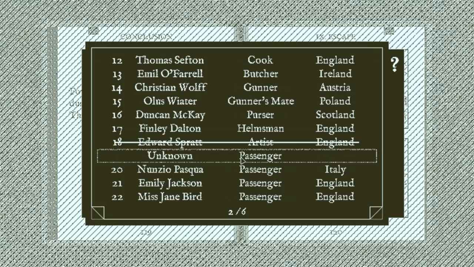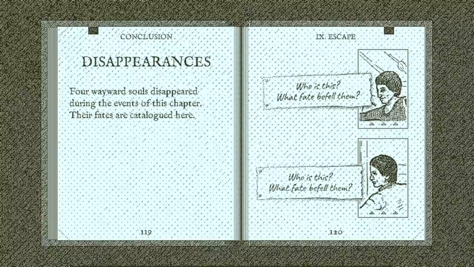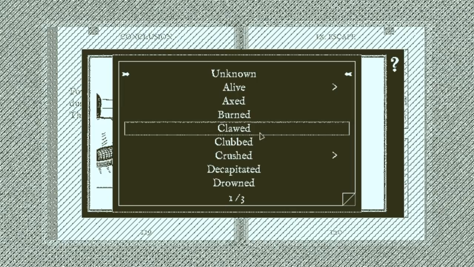You think it's Miss Jane? Mm-hmm. Didn't she shoot that guy? I mean, yes, that's what we assume, but we don't know yet. And I don't know that we should yet, because we don't know what fate befell them. Like alive? Maybe. We don't know yet. Okay.